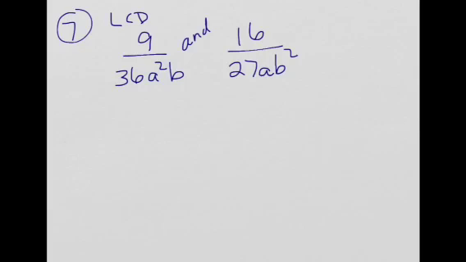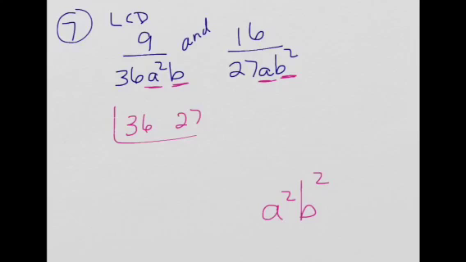Again, we're going to start out looking at our variables. We're finding the LCD, so we're going to look at our a and our a. So the a's, the largest exponent, is going to be a squared, and b squared, so the largest exponent is b squared. And then I'm going to take 36 and 27 and do my upside down cake.